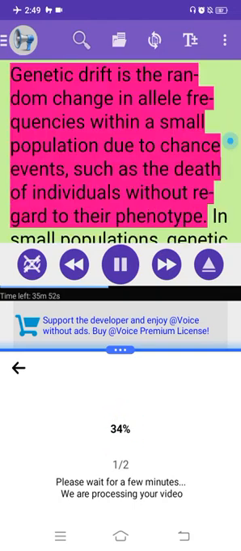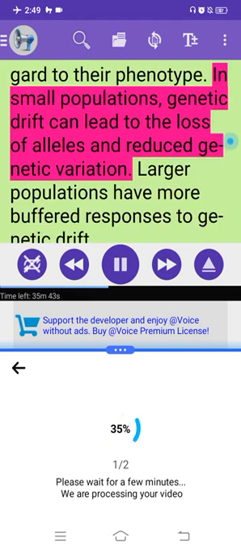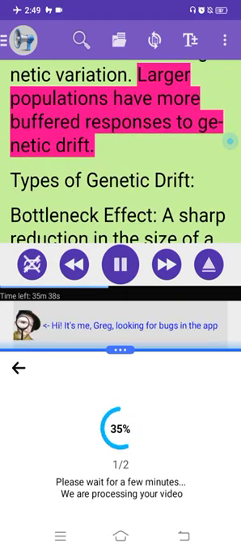3. Genetic drift. Genetic drift is the random change in allele frequencies within a small population due to chance events, such as the death of individuals without regard to their phenotype. In small populations, genetic drift can lead to the loss of alleles and reduced genetic variation. Larger populations have more buffered responses to genetic drift.